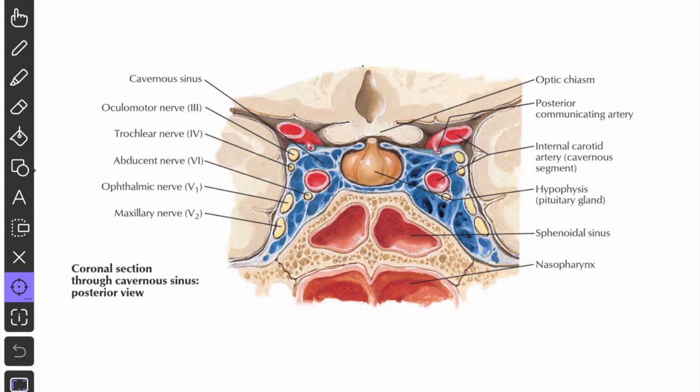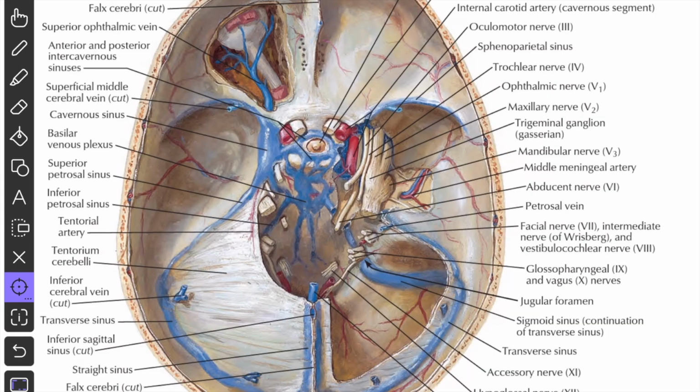So here in this picture you can see the third cranial nerve, the oculomotor nerve, the fourth cranial nerve, the trochlear nerve, the ophthalmic division of the trigeminal nerve, or the fifth cranial nerve, and the maxillary division of the trigeminal nerve. So these four structures lie on the lateral wall of the cavernous sinus. The oculomotor nerve enters the sinus by piercing the roof near the posterior clinoid process.